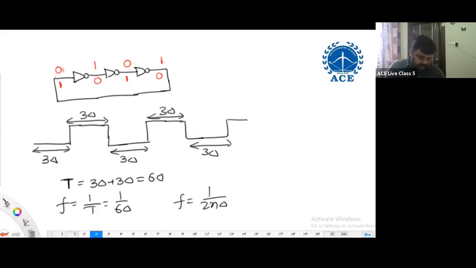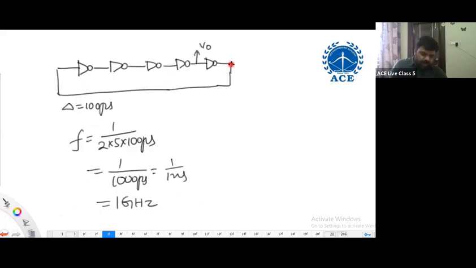Yeah. Ashutosh, the question is, if each inverter is taking 100 picoseconds, what is the frequency of output V naught? The question is, in this circuit, if each inverter is taking 100 picoseconds, what is the frequency of the output waveform? That is the question.